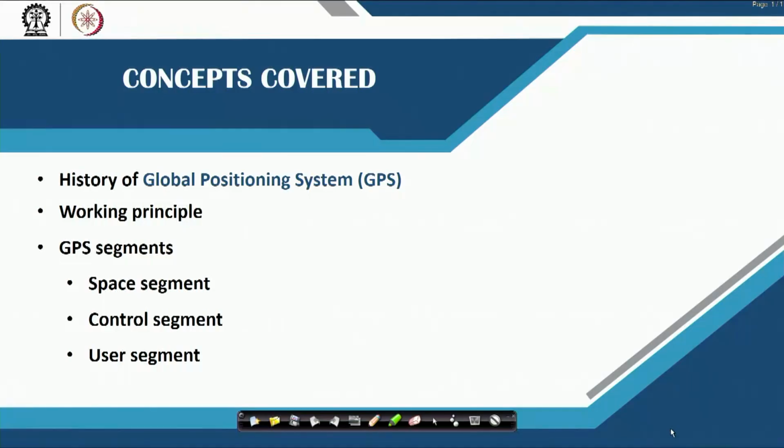In today's class, I would look at the history of global positioning system. It is very good to understand the history of what global positioning system is. Then let us look at the working principle of global positioning system. Once we have understood how it works, then we would look at different segments in a GPS, that is a space segment, a control segment and a user segment, how each of these segments is designed, how these are operated, and what is its contribution to the overall system. Let us look at all of these one by one.